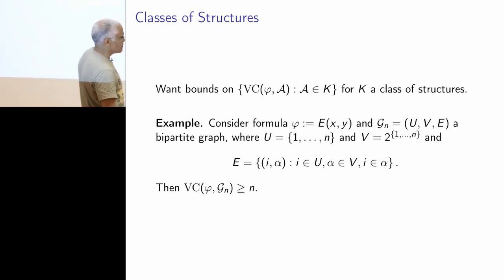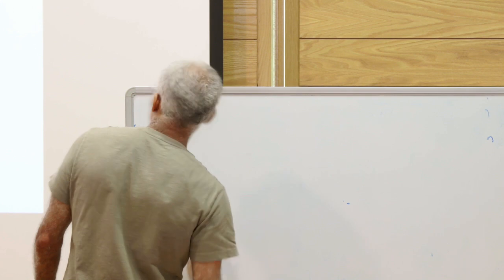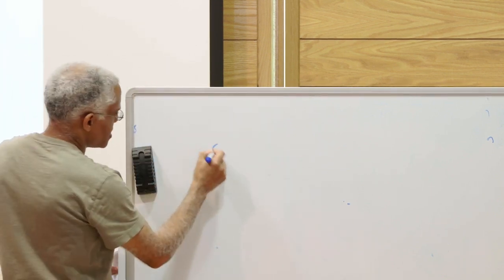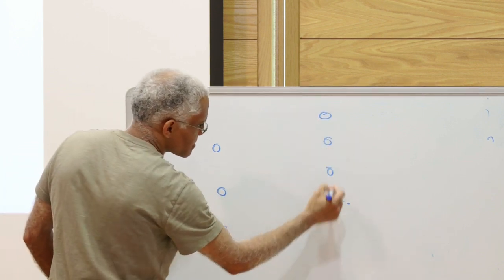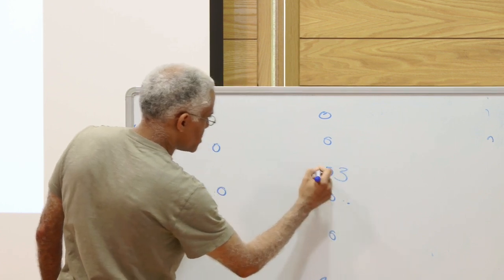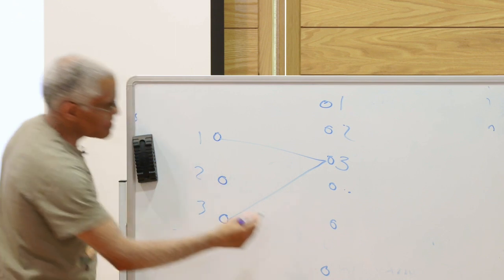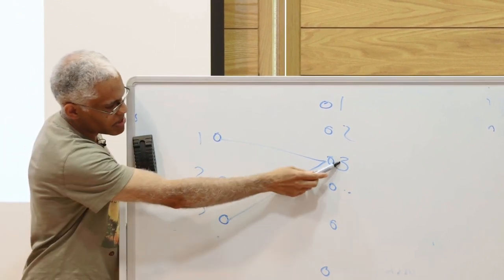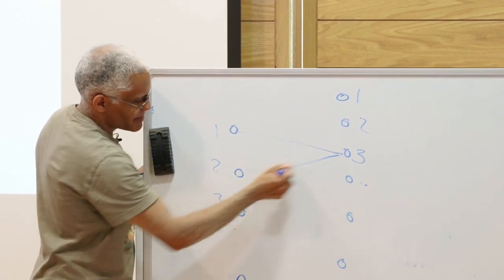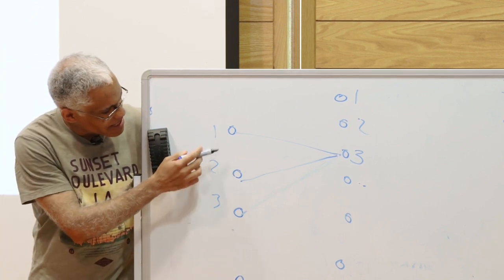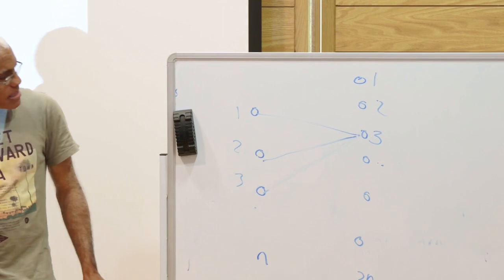A completely trivial formula. The formula here is fixed, and the signature is just a single binary relation. Let's consider the following structure, since I want a VC dimension bound over the class of all structures. I consider a bipartite graph with n nodes on the left and 2 to the n nodes on the right. Let's say this node is 3. There's an edge here just in case the ith bit is set. So there's an edge here because the first bit in the binary expansion of 1 is set. The second bit is not set. So much for my binary skills. In general, there's an edge from i to j if the ith bit in the binary expansion of j is 1. Okay, but then it's clear that I can shatter.